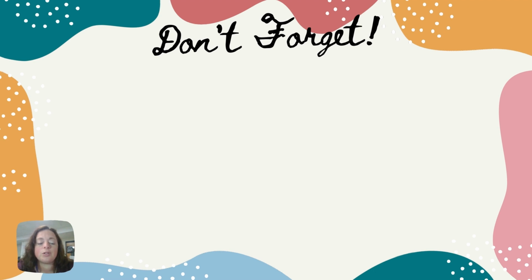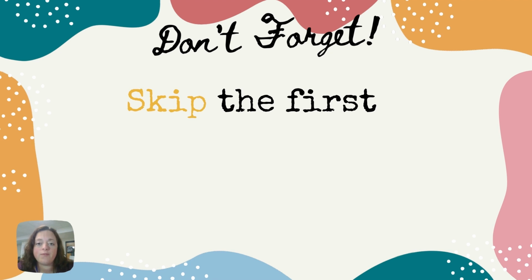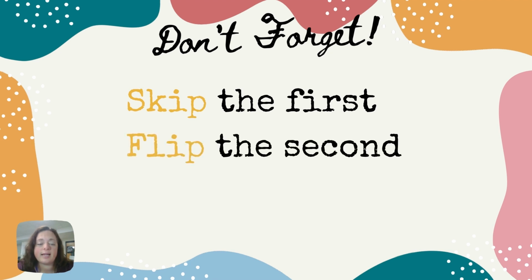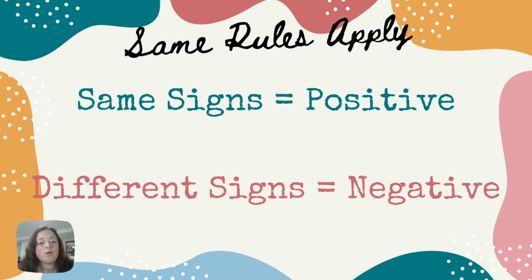A little trick to remember how to divide fractions. Skip the first, flip the second, that's the reciprocal, and multiply instead of divide. Skip, flip, multiply. And remember that whenever you're multiplying with positives and negatives, the same rules apply as what we learned about integers.